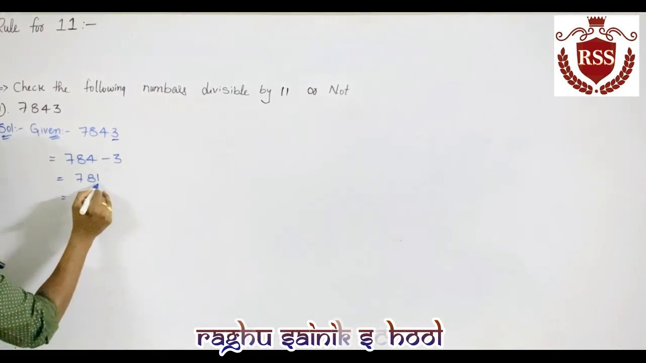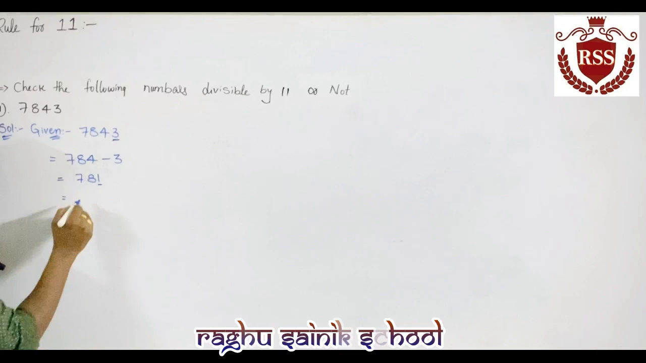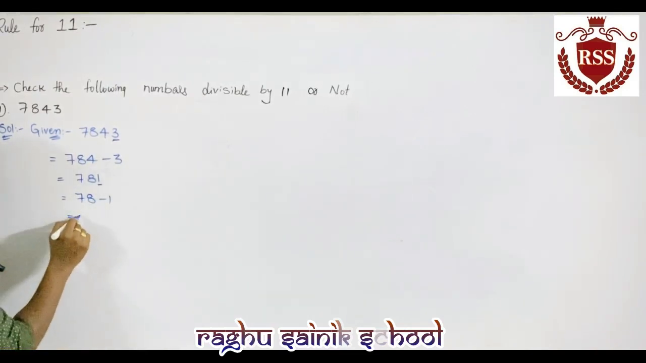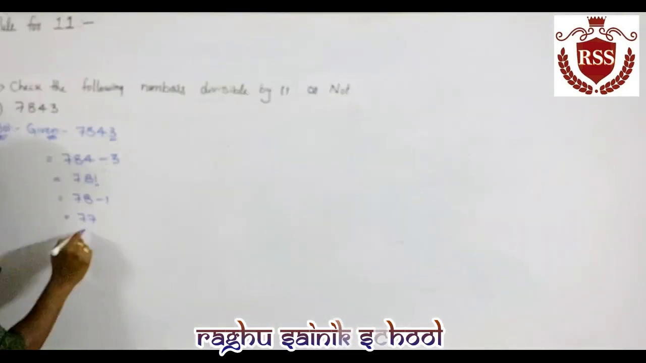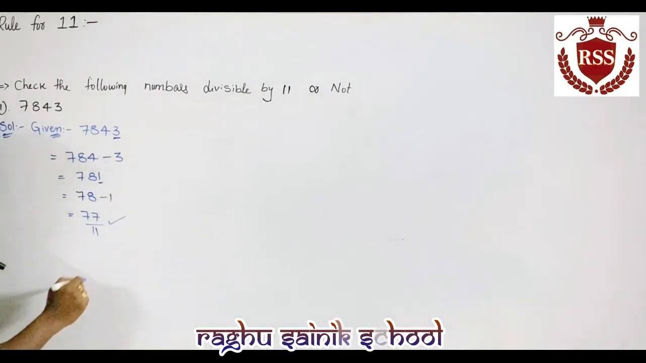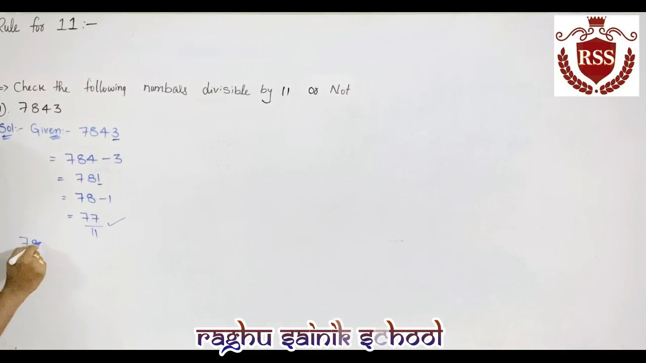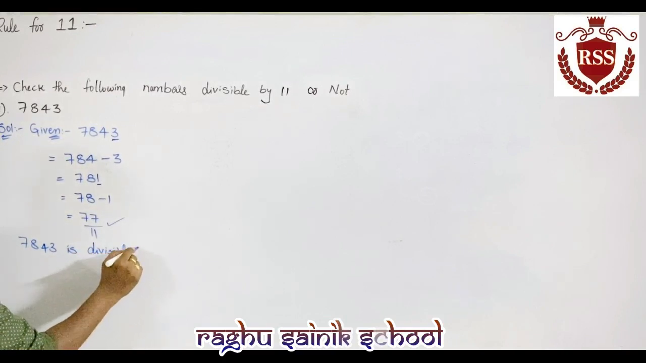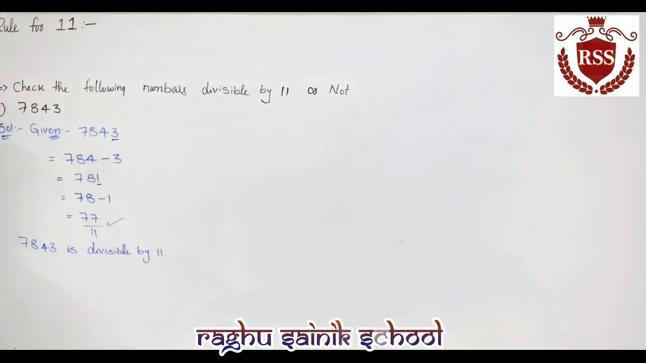Next, what is the last digit? Again with the result 781, the last digit is 1. 1 is subtracted from 78, which is 78 minus 1. Then we get 77. Is 77 divisible by 11? Yes. So 7843 is divisible by 11.